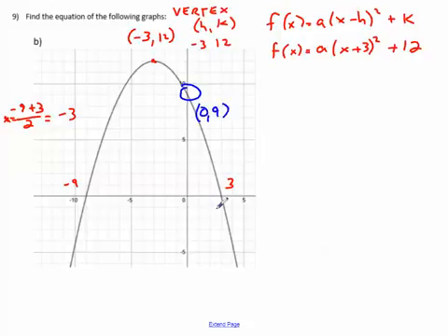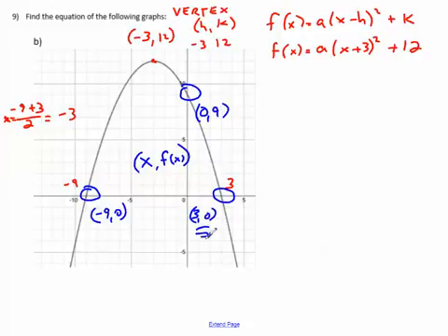I could use this point, and that would be 3, 0. I could use that point because that crosses over the hash mark. That would be negative 9, 0. Any of those points are x, f of x. So I can use any of those points. Let's use 3, 0 just for fun, just because it's got a 0 in it.